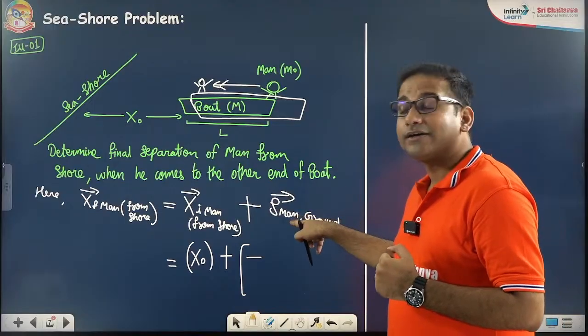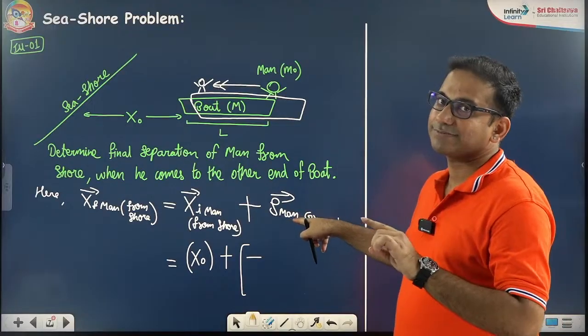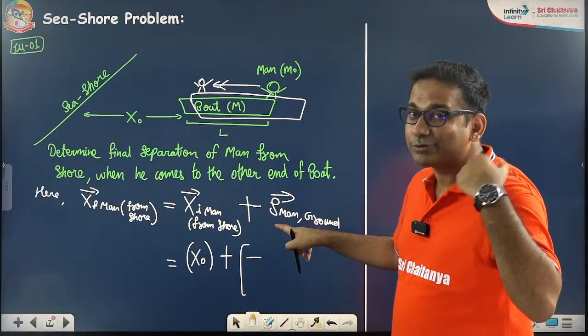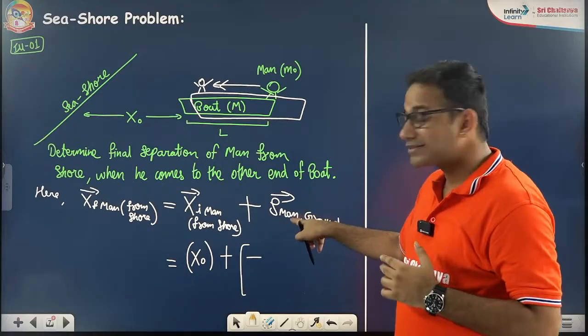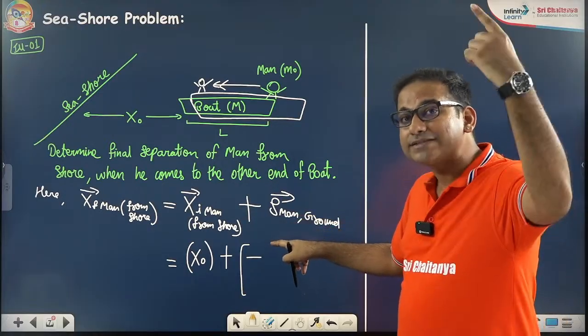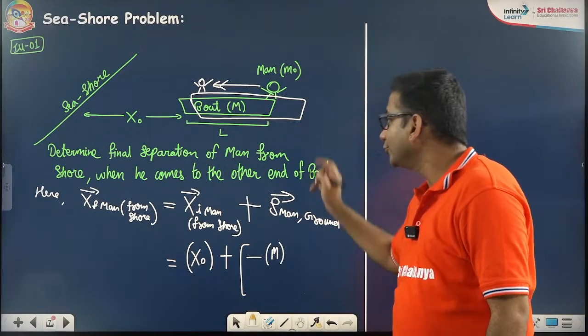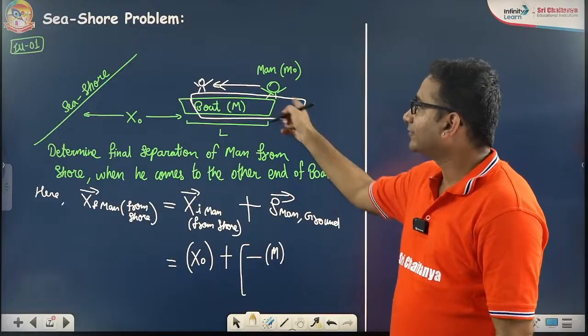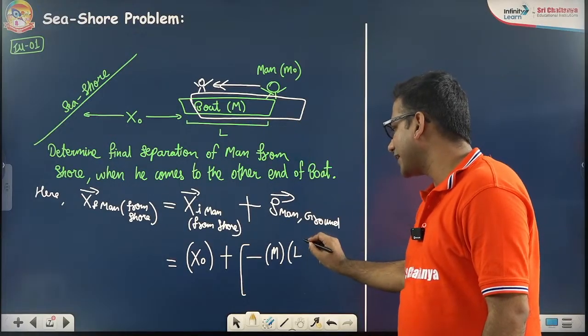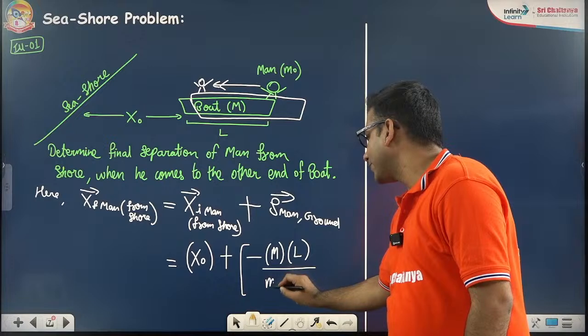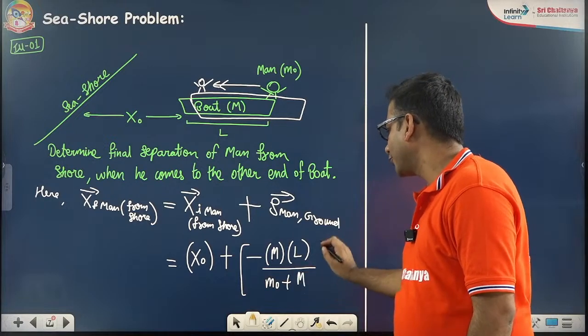Now, whose displacement are you writing? The man's displacement. Always take the opposite mass. If you are taking the man's displacement, then whose mass is to be taken? The boat's mass, that is capital M, into the relative displacement you have covered. The relative displacement you have traveled is L by M naught plus capital M.